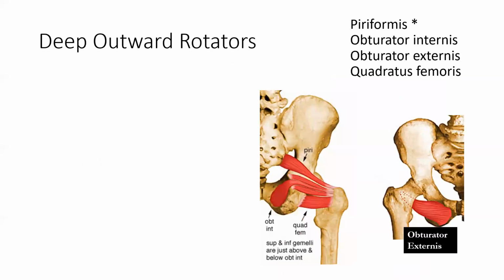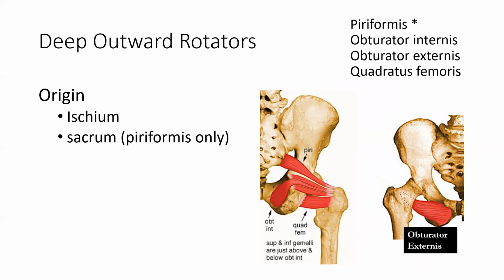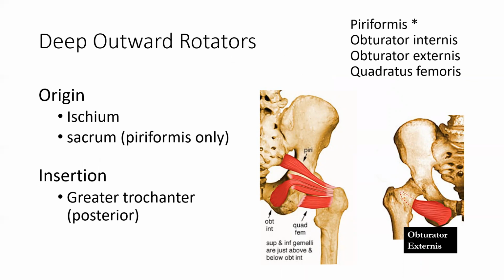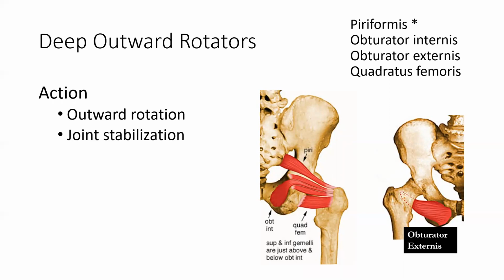Okay, moving on to our stabilizers of the hip, our deep outward rotators, which include piriformis, obturator internus, obturator externus, and quadratus femoris. These have origins on the ischium, as well as piriformis has its origin on the sacrum. And then their insertion is on the posterior greater trochanter. These deep outward rotators work to stabilize the femur.